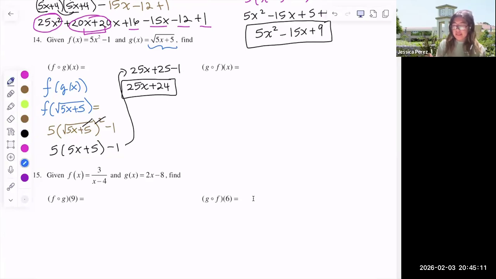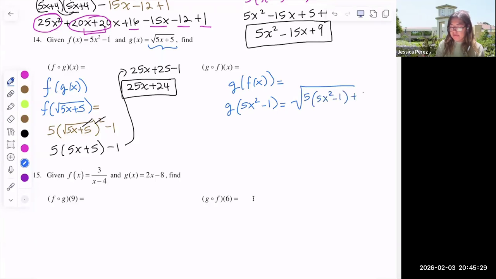Now, on the other hand, I have g of f of x in here. So it's g of 5x squared minus 1. So now I have everything under a root. I have 5 times 5x squared minus 1 plus 5. I'm going to work inside a root. I'm going to distribute this 5 that I have. That's 5. It's going to distribute to be 25x squared minus 5 plus 5.